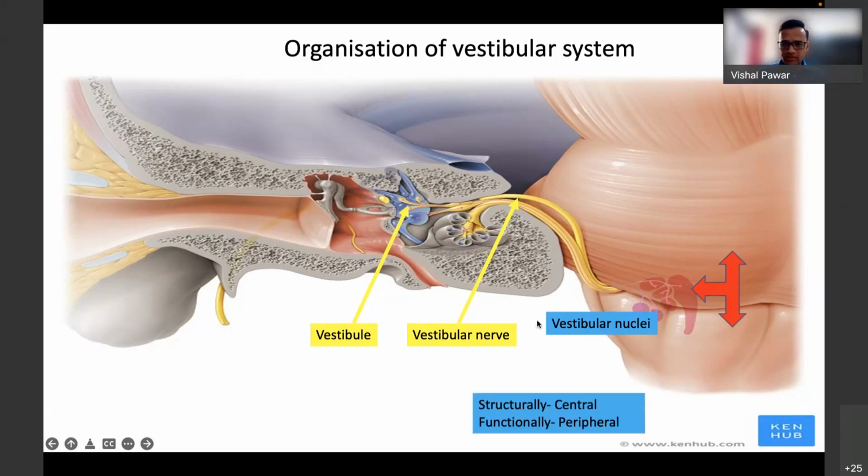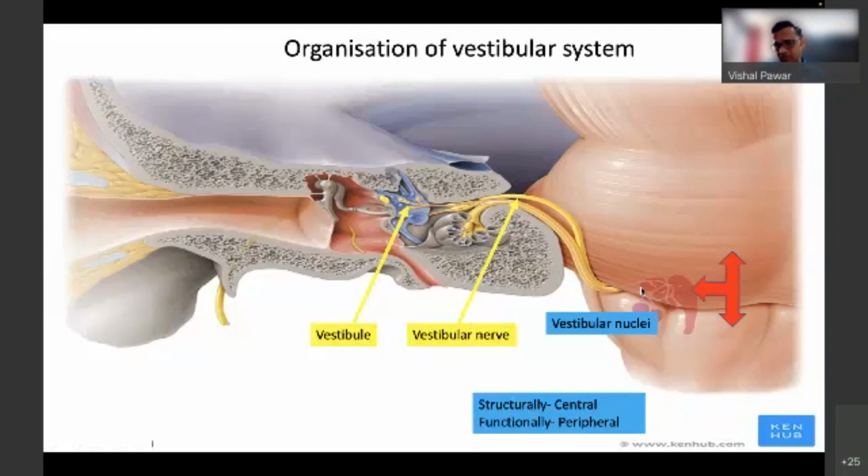If we look at this organization, the vestibule and vestibular nerve are definitely a part of the peripheral nervous system structurally. But the vestibular nuclei, although structurally they are a part of the central nervous system, functionally they are a part of the peripheral nervous system, because the impulses going till the vestibular nuclei are unaltered, pure information coming from the labyrinth. Once there is modification in the vestibular input, then it becomes purely central.